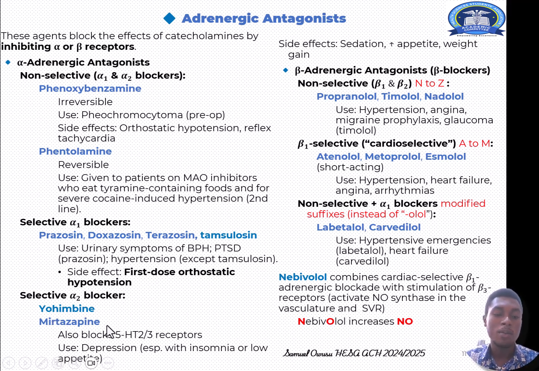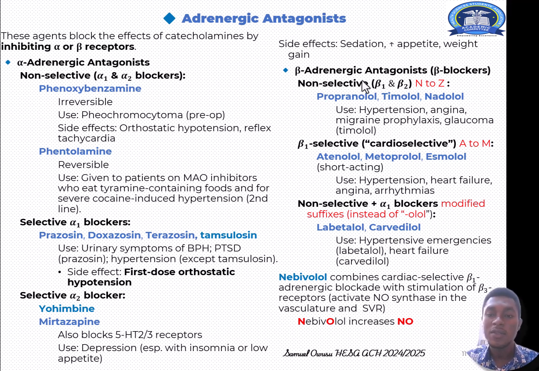They all block the 5-HT2 and 5-HT3 receptors, and they are used in depression, especially with insomnia or low appetite. Now let's talk about the ones that affect the beta receptors. We have non-selective and then the selective ones.